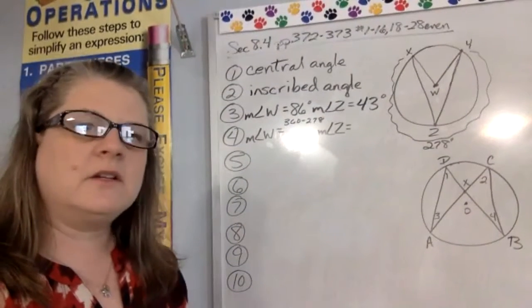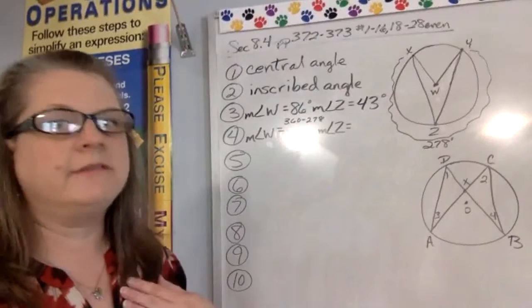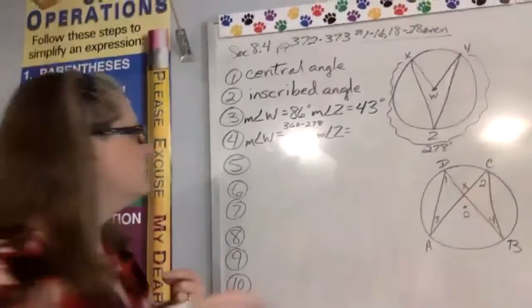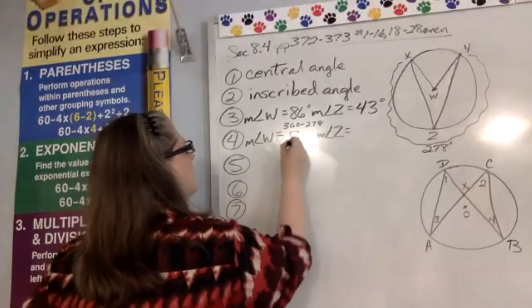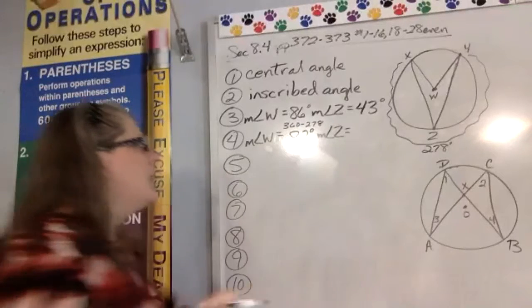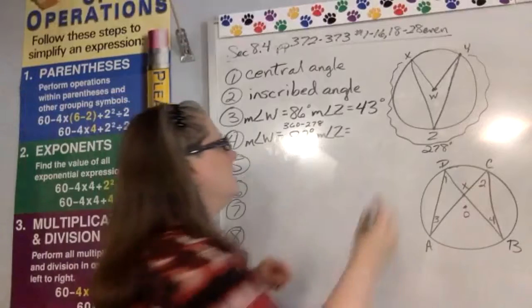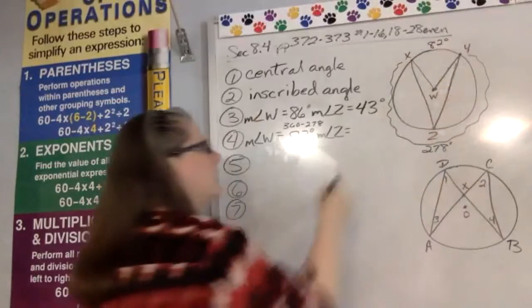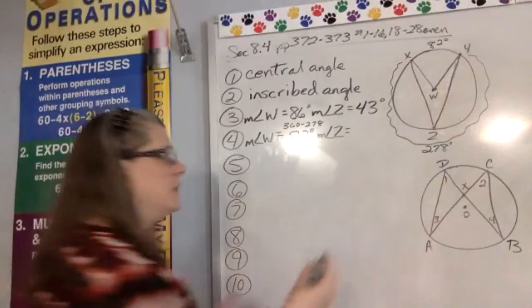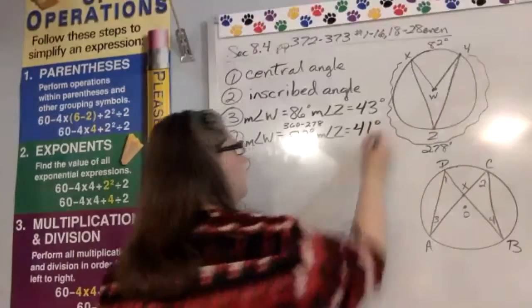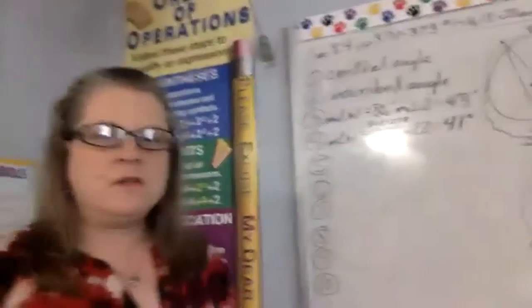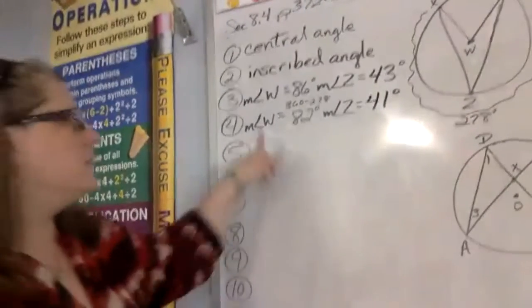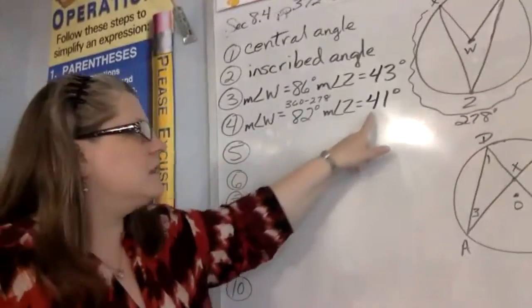If you have a calculator, you use the calculator, or you have to use your brain. 82. He says 82. So if angle W is 82, that means this arc was 82. So angle Z, remember, is half of that, so it would be 41 degrees. So the measure of angle W is 82 degrees, and the measure of angle Z is 41.